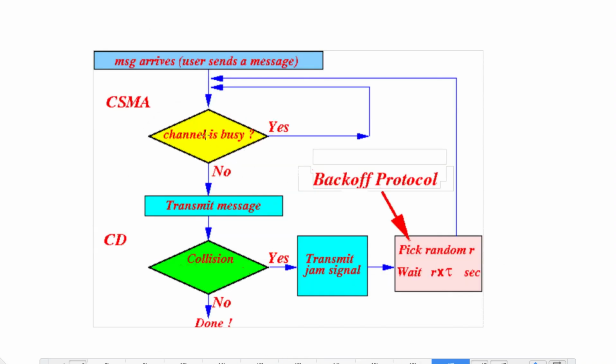So it will ask whether the channel is busy. If yes, then it will keep on checking whether the channel is busy or not. If the channel is not busy, it will transmit immediately. If there is a collision, then it will transmit the jamming signal and wait for a random amount of time using the back-off algorithm. If there is no collision, then it is done. That's how CSMA/CD works.